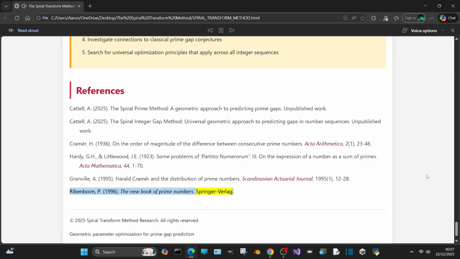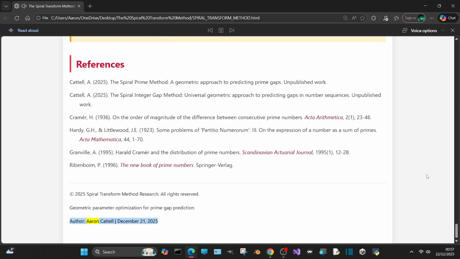Springer Verlag. Copyright 2025 Spiral Transform Method Research. All rights reserved. Geometric Parameter Optimization for Prime Gap Prediction. Author, Aaron Cattell, December 21, 2025.